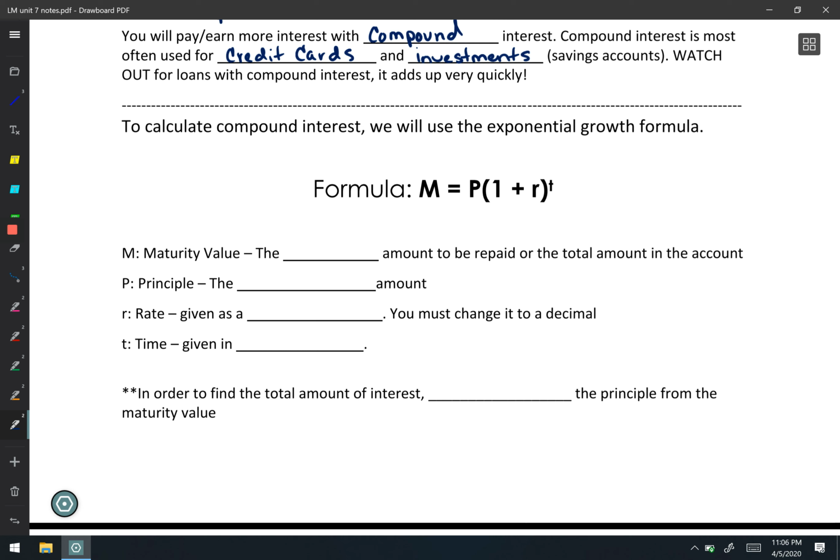All right. So let's start defining what these parts are of the formula. M still means maturity value, which is the total amount to be repaid or the total amount of the account if you're talking about an investment. Principal is still the initial amount.